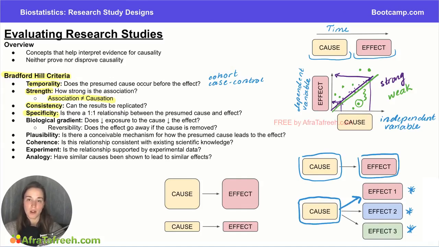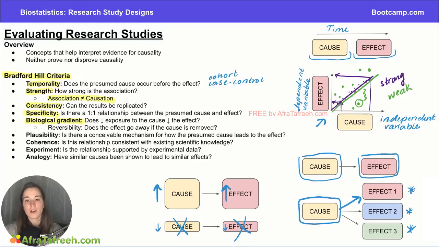Further evidence is provided for a causal relationship if there is a biological gradient between the independent and dependent variable. This is basically a simplified version of this scatter plot that we looked at before. So let's say in your study, some people have very high levels of exposure to your independent variable, and some people have lower levels of exposure to your independent variable. If the people who have higher levels of exposure experience higher levels of change in the dependent variable than those with lower levels of exposure, that suggests the presence of a biological gradient and provides further evidence for a causal relationship. And a special case of this is reversibility, where if you take the cause away entirely, the effect goes away.